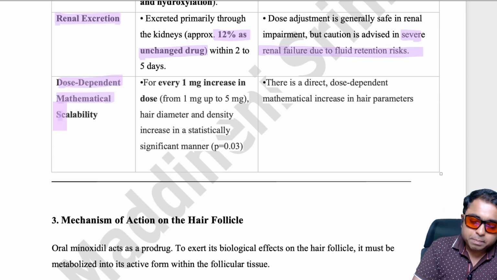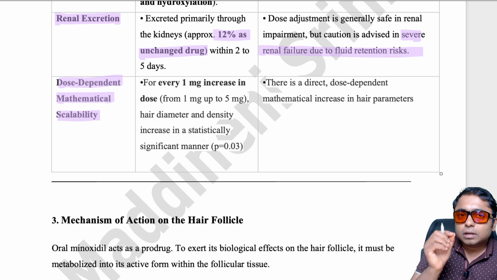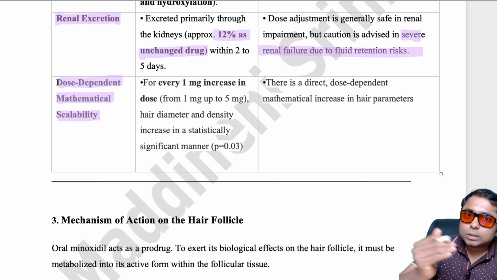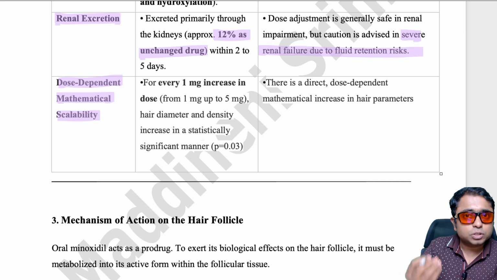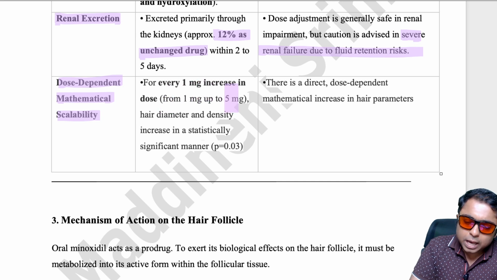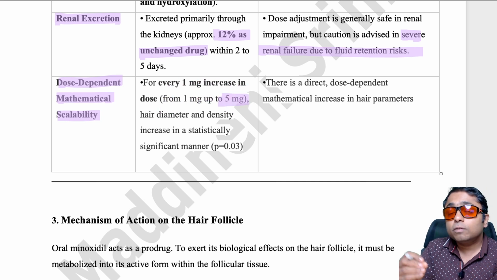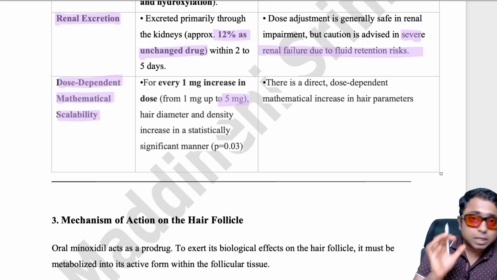Dose dependent mathematical scalability. So what is this point? If there is an increase in the dosage of oral minoxidil from 1 milligram, it was observed that the hair density and also the hair diameter are increasing proportionately. So we are going to have a maximum effect with up to 5 milligrams without producing any other adverse effects with the oral minoxidil.